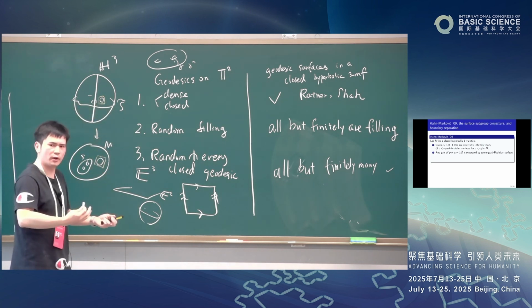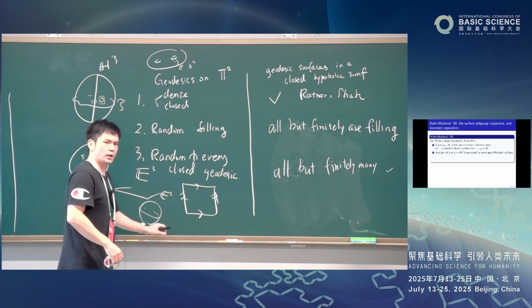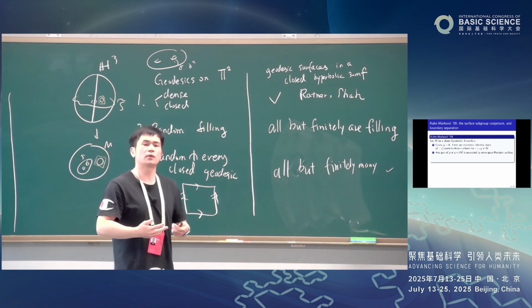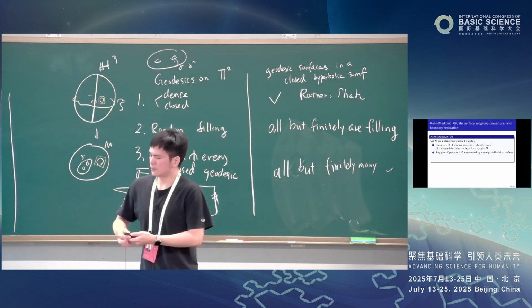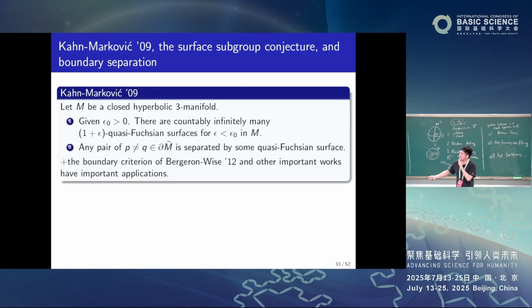So that's the merit of using dynamical systems: you don't get just one surface. You don't just solve the conjecture. You get infinitely many, and they are sitting everywhere. This conjecture that they solved is very important because combined with the boundary criterion of Bergeron-Wise and the work of many other people, including Agol and Sageev and Wise, it solves many problems, like the virtual Haken conjecture of Thurston's.